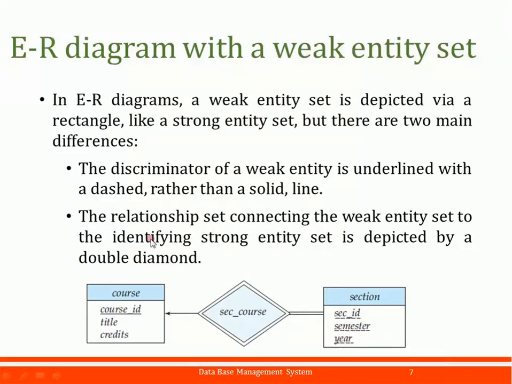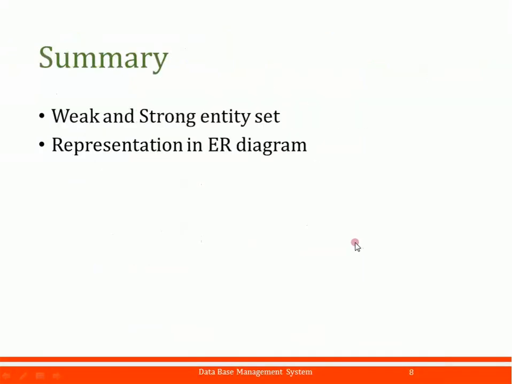It has a partial key, also called a discriminator, which is a set of attributes: section ID, semester and year. And the second difference is that the relationship set connecting the weak entity set to the identifying strong entity set is depicted by a double diamond. This means that here you have a weak entity set and this can be identified with the dashed lines here. So this section becomes the weak entity set. So this is how you can represent an ER diagram with weak entity sets.